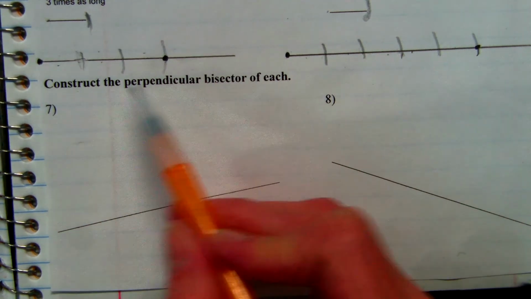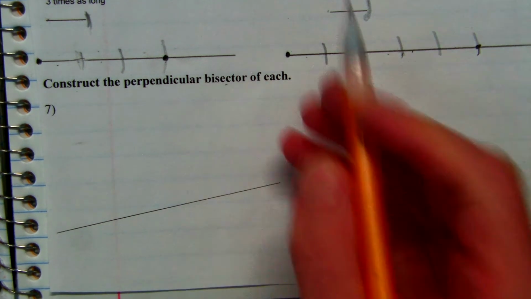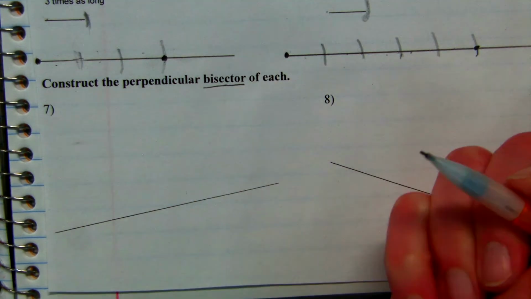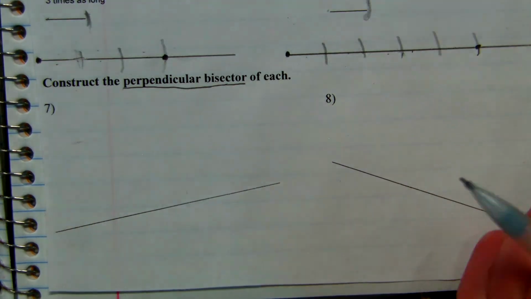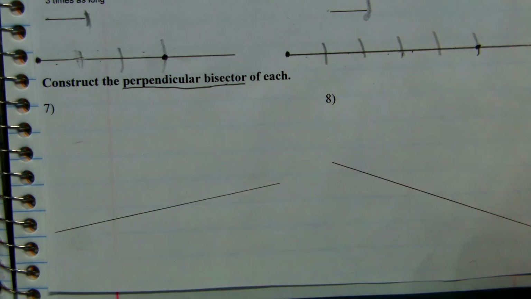It says we're going to construct the perpendicular bisector of each. So bisector means we're going to cut it in half. Perpendicular means that it is going to make right angles when we do it. And we probably should have given ourselves a little bit more room on the paper, but we're going to do the best that we can.